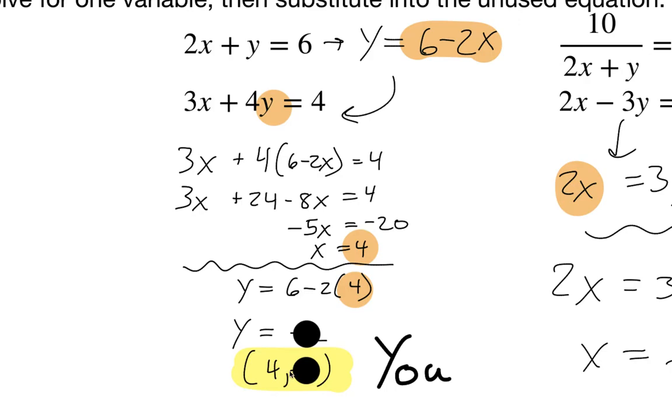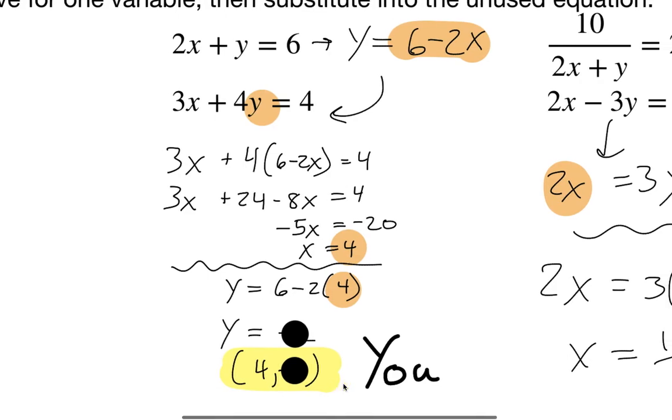Notice that I've been writing my answers, if these are alphabetizable, like x, y, z, as x comma y in parentheses. Sometimes you'll see a comma b, the value of a and the value of b, or a comma b comma c, or x comma y comma z. That's typically how solutions get represented when we know what these represent in the first place. Because I know whatever comes first is the x, and whatever comes second is the y. It's alphabetical.